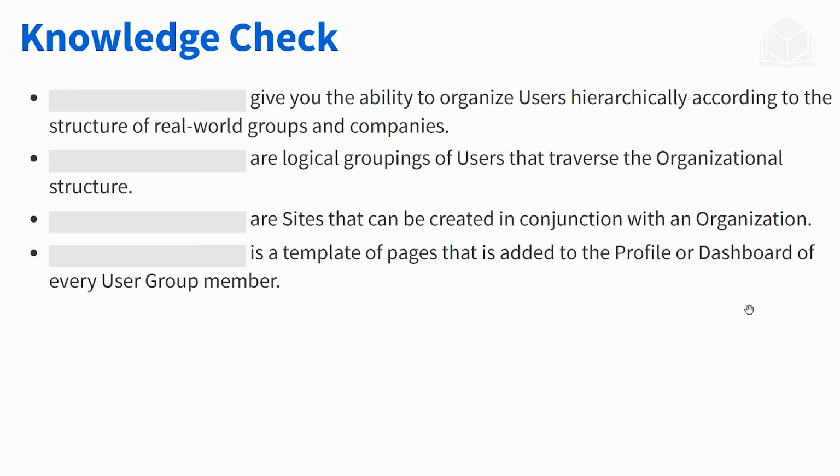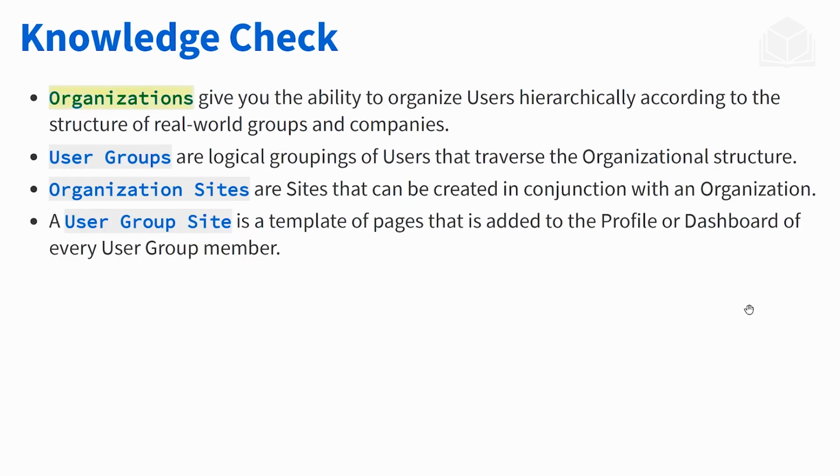The answers are organizations. This is where we talk about hierarchy. User groups are the teams or logical groupings that have cross-cutting concerns. And then finally, when you're creating these user groups and these organizations, you also have the ability to tie them to organization sites and user group sites.